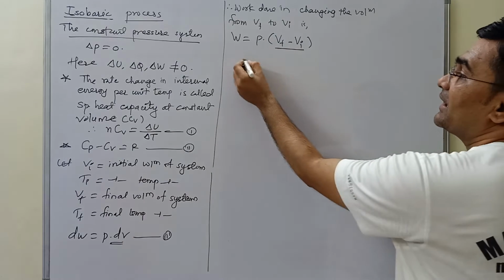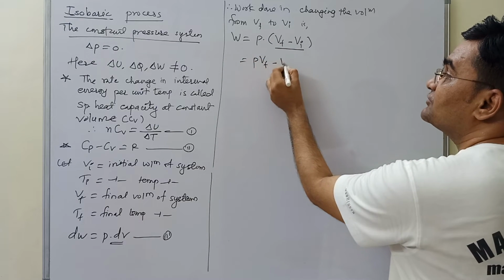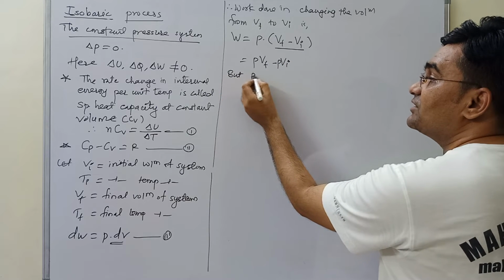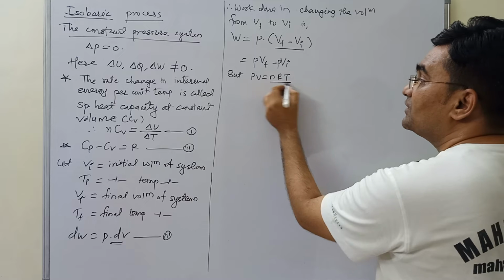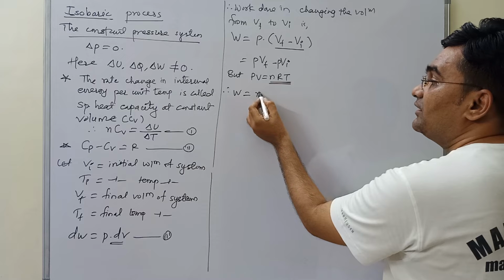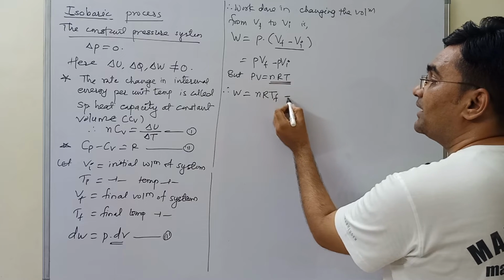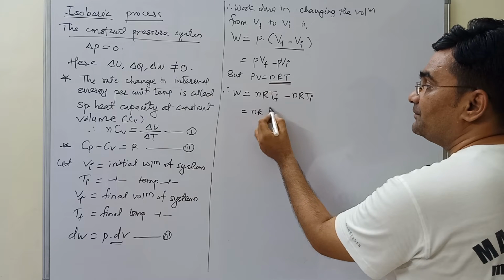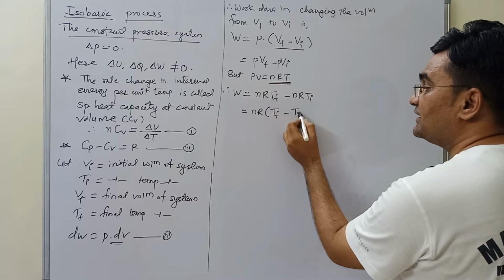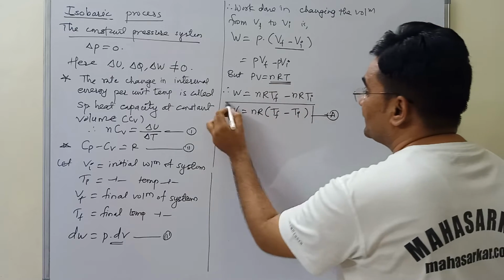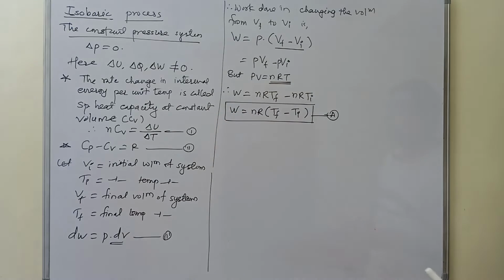If I want to represent this work done in terms of the change in temperature, I can take P inside the bracket: P into Vf minus P into Vi. By the ideal gas equation, PV is equal to nRT. Therefore, work done equals nRTf minus nRTi. nR is common, so it is nR into Tf minus Ti. This is equation A, the equation of work done.